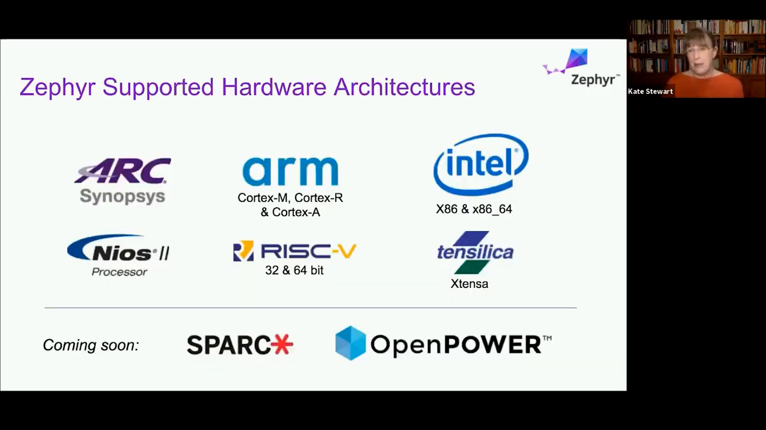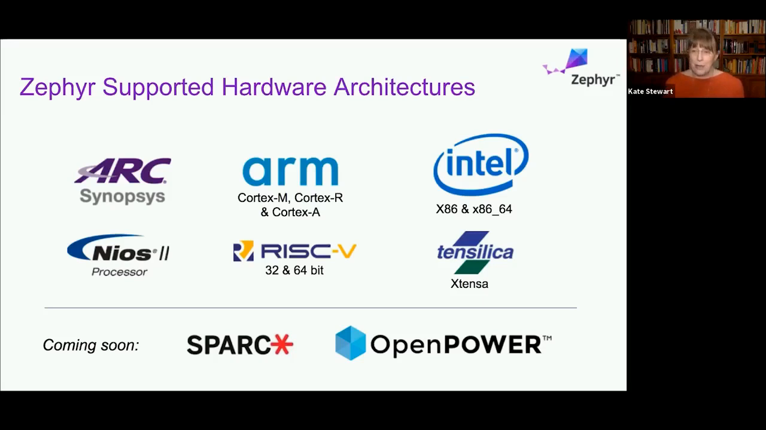Zephyr is supported on multiple hardware architectures. This was an initial goal, and I think we've done a pretty good job of achieving it. We initially were aiming it more at the M cores. We've also got the R and A cores from ARM. We've got x86, 32 and 64-bit. Same with 32 and 64-bit RISC-V, as well as ARC, which has good coverage with Zephyr, and they're a very active part of the community from Synopsys. And then there's a Nios II processor and the Tensilica as well. All those are in the code base today.